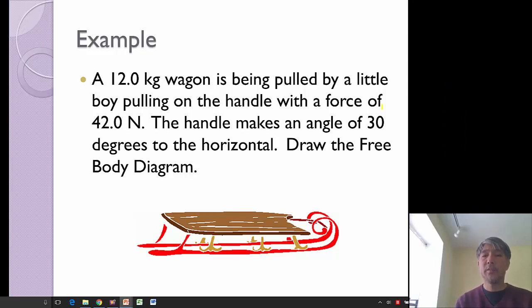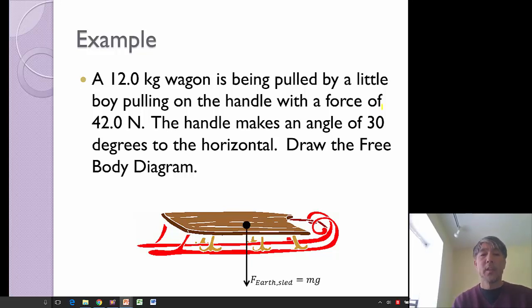Here's an example. I have a 12-kilogram wagon being pulled by a little boy pulling on the handle with a force of 42 newtons. The handle makes an angle of 30 degrees to the horizontal. Okay, so let's draw the free body diagram associated with this. First off, we draw a dot roughly in the center of mass. If you don't know where that is, just put it in the center of the object. We'll see later on that it doesn't even have to be at the center of the object. We'll move it off to the side so it doesn't interfere with our picture.